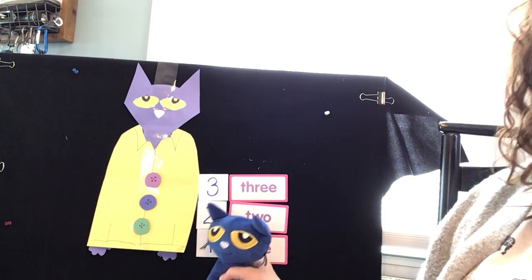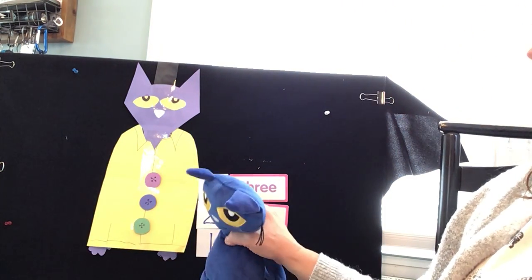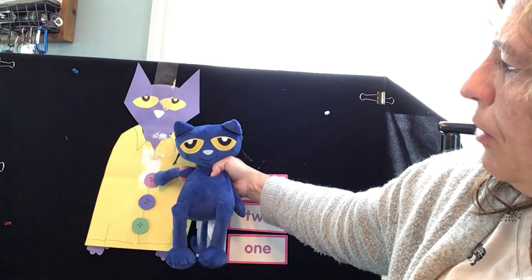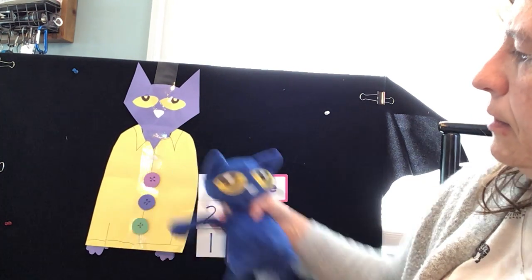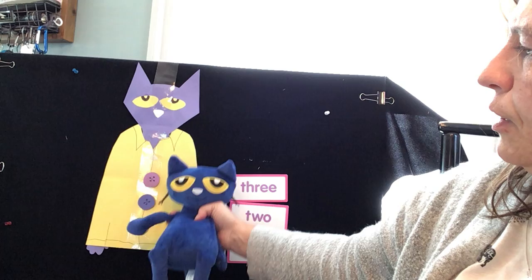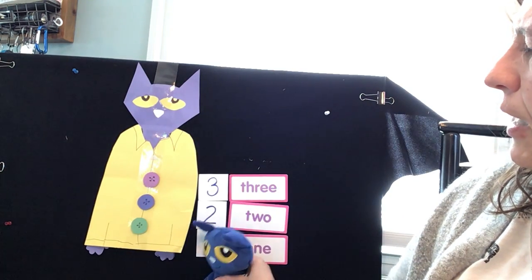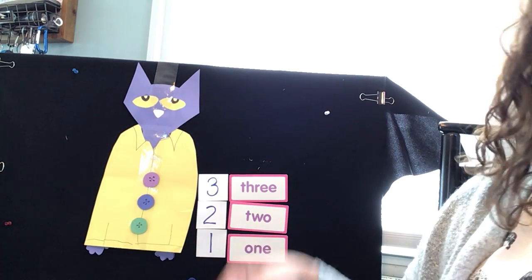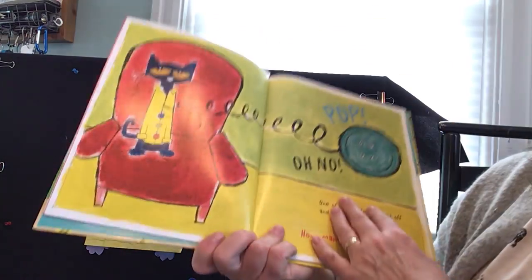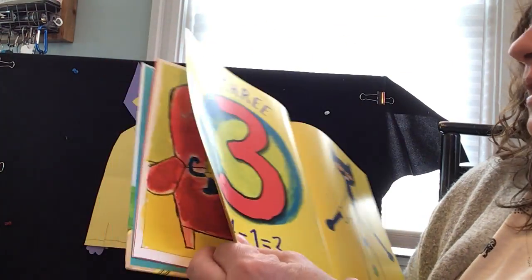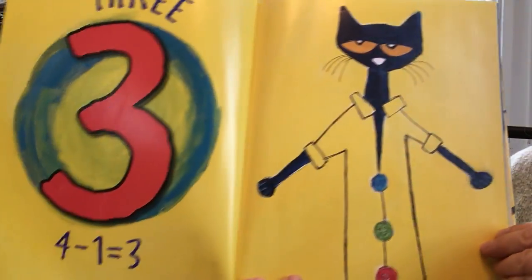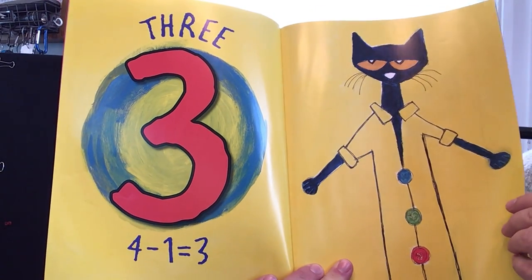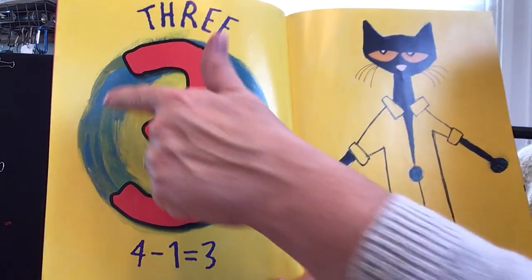Let's take the number away and the number word away. How many buttons are left? Let's see. 1, 2, 3. 3 buttons. Oh boy, he only has 3. 4 minus 1 equals 3. Look at the big 3.